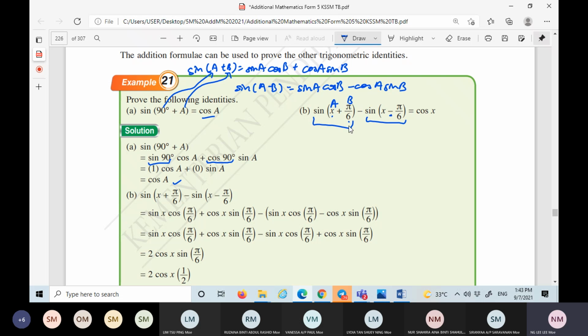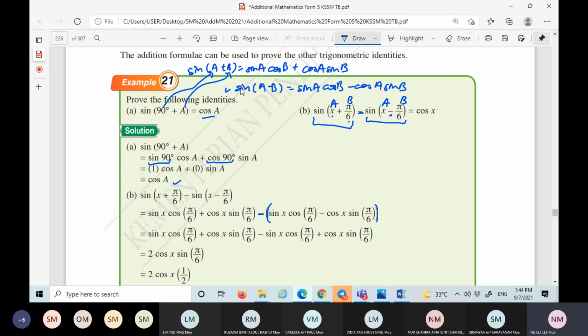So I have settled the first term. Continue with minus. When you have minus, you have to put a bracket. After that, when you open out the bracket, the sign has to change. Now I continue with the second term. Same thing, this one is the A, this one is the B.